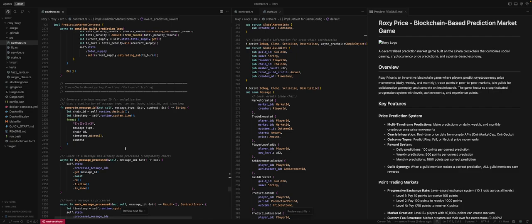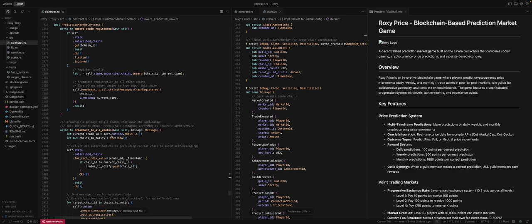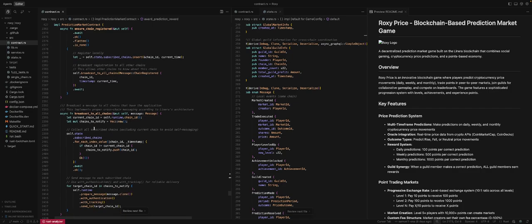That is horizontal scaling, whereby every player on the microchain will have updates about every piece of information happening. So this is the function that they wrote, and broadcast to all chains. It broadcasts a message to all chains that have the application. This implements proper cross-chain messaging across the Linera architecture.